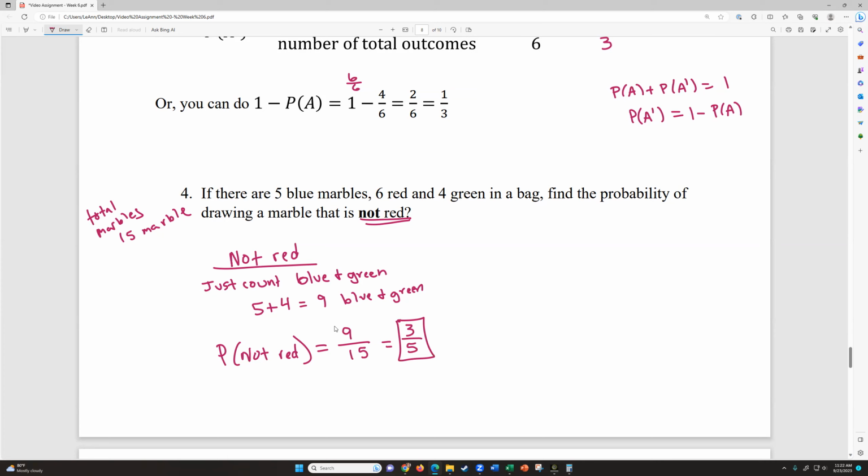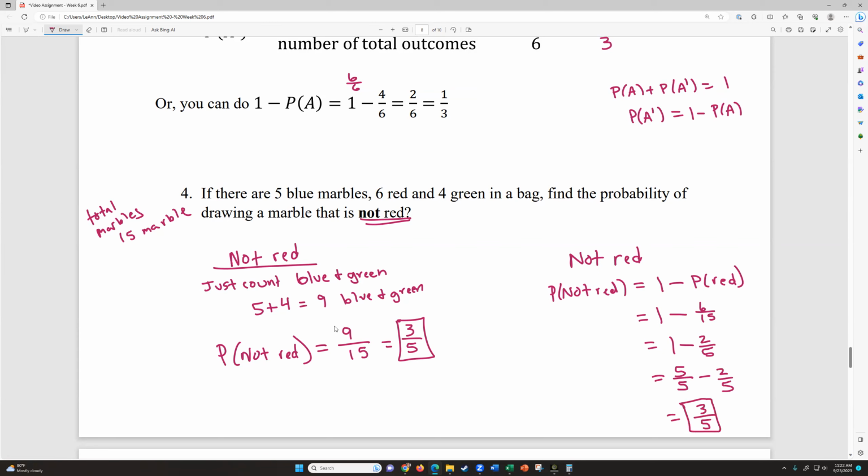And I got that by just saying, okay, if I can't use red, I'm using blue and green. Another way of doing the not red would have been to do the complement rule. The probability of not red is 1 minus the probability that I am red. So 1 minus, I had 6 red out of 15. I would go ahead and reduce that fraction before trying to subtract. Divide those both by 3, that's 2/5. Get a common denominator. 1 can be any number over itself, so that's the easiest number to make a common denominator with something else. So 5 minus 2 is 3/5.